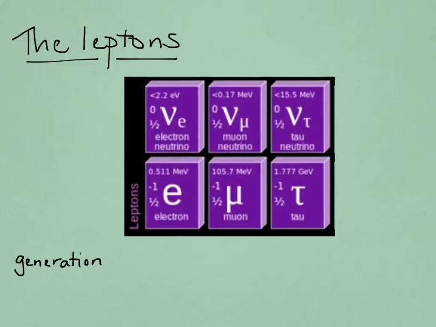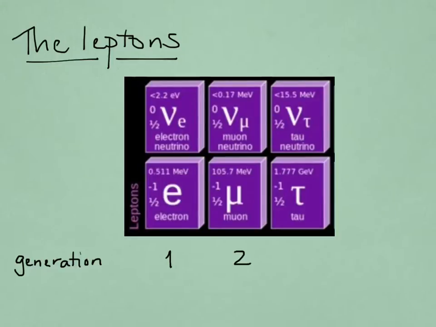They're divided up into 3 generations. So one is the electron and its matching neutrino. That's called the electron neutrino, and the symbol is a nu, which is a slightly curvy v, and it's got a subscript of e to denote that it belongs to the electron or goes with the electron.